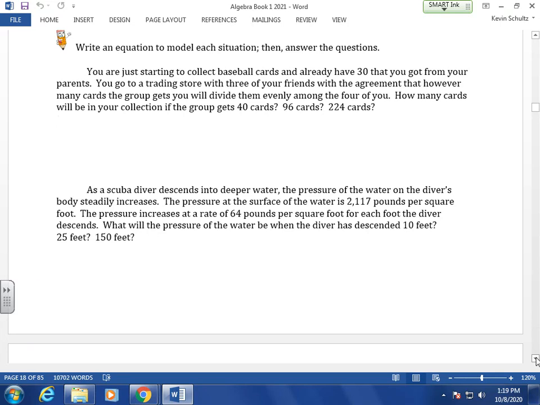Okay. All right. Then the second one: as a scuba diver descends into deeper water, the pressure of the water on the diver's body steadily increases. The pressure at the surface of the water is 2,117 pounds per square foot. The pressure increases at a rate of 64 pounds per square foot for each foot the diver descends. What will the pressure of the water be when the diver has descended 10 feet, 25 feet, 150 feet?